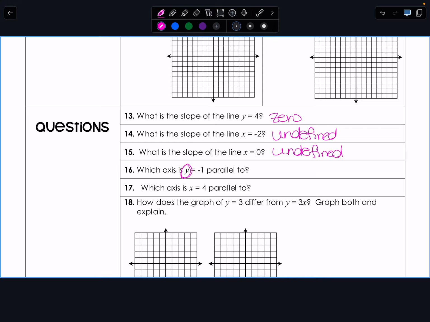Yes, Grant? Is there like a shorter version of undefined? No, it's right at the word undefined. Which axis is y equals -1 parallel to? That is the x-axis. And x equals 4 is parallel to the y-axis. So they're just opposite.